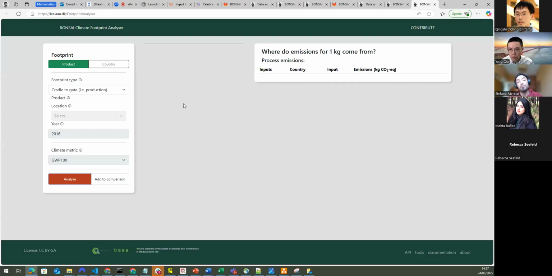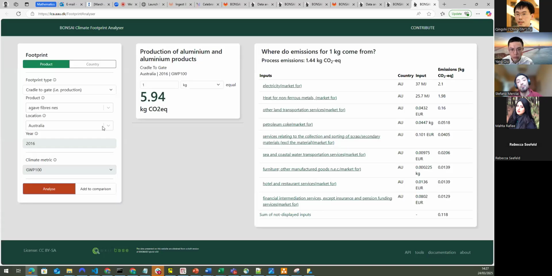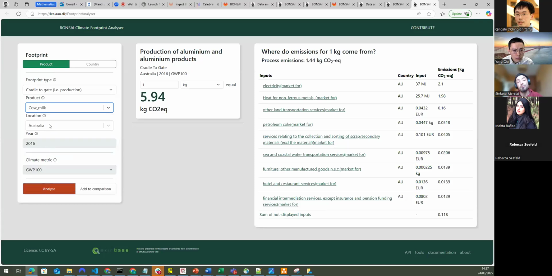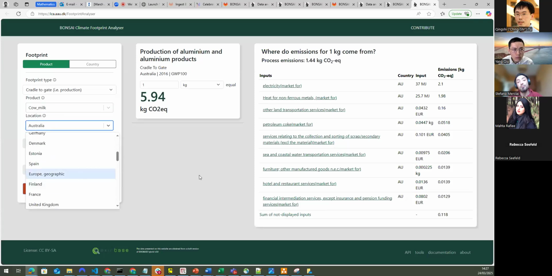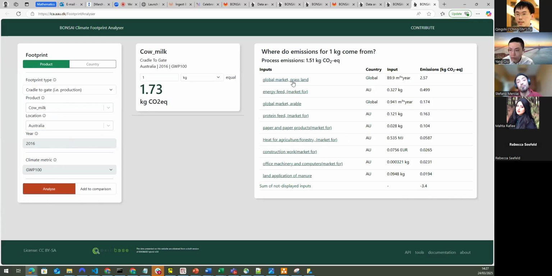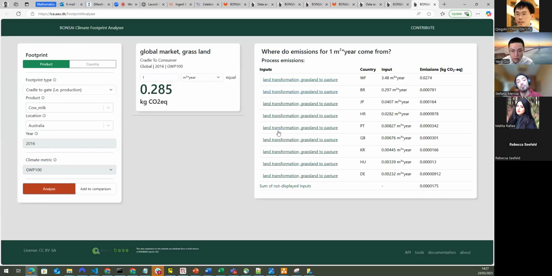And for the moment, what we still have is a beta version, like a calculator where you can click and select different products. Then there are different regions of the world. Here you can analyze, and then you can get the footprint. Then you can click, and you can see the contribution to the different products. You can even compare data.